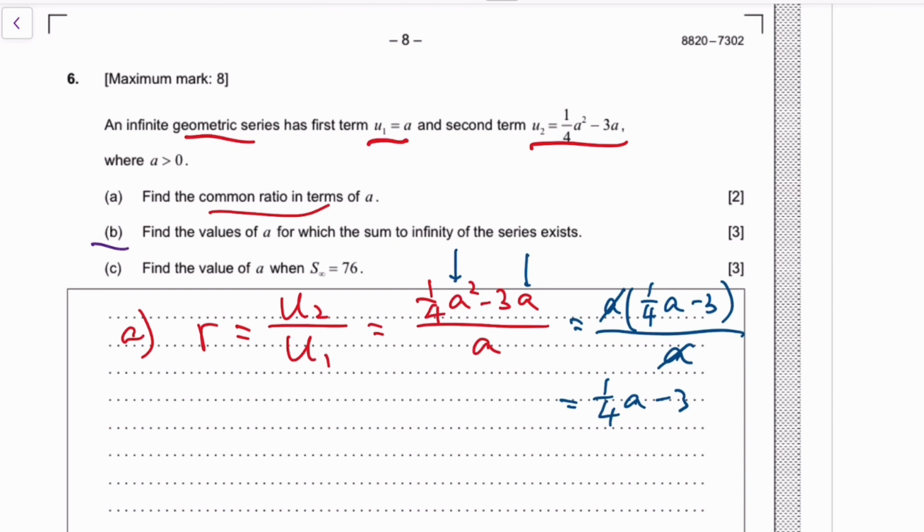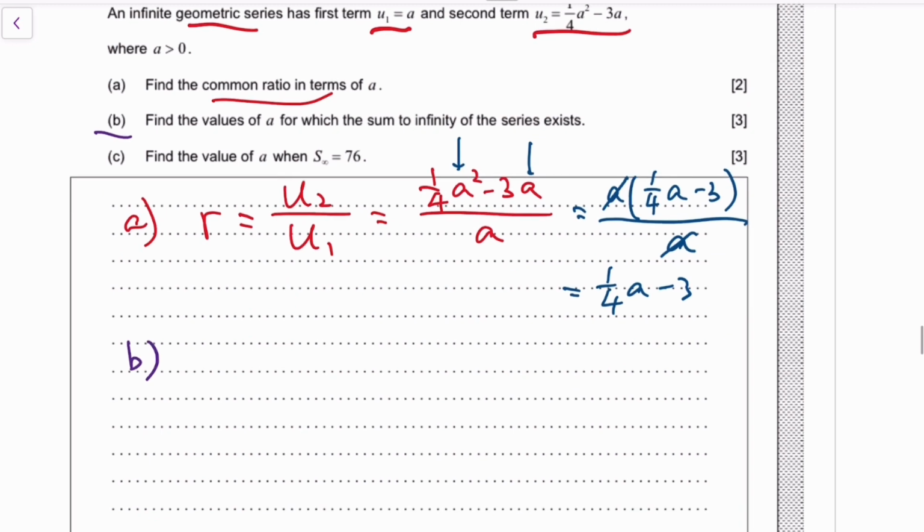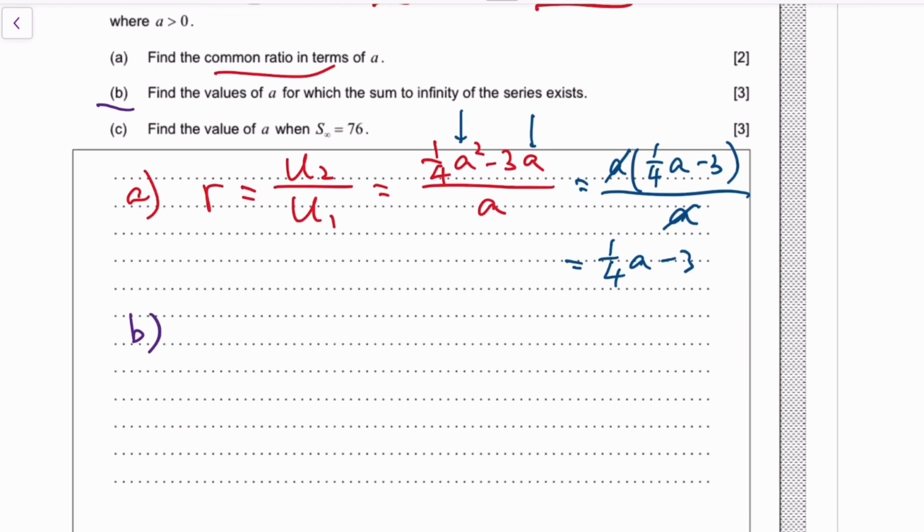B, find the value of a for the sum to infinity of this geometric series to exist. Now the condition is actually given in the formula booklet. If you go to the sum to infinity formula, you will see that the condition is the common ratio has an absolute value less than 1. If you don't know how to read absolute value, then memorize the following. It actually means the common ratio needs to be between -1 and 1. So it cannot be bigger than 1 and it cannot be smaller than -1.